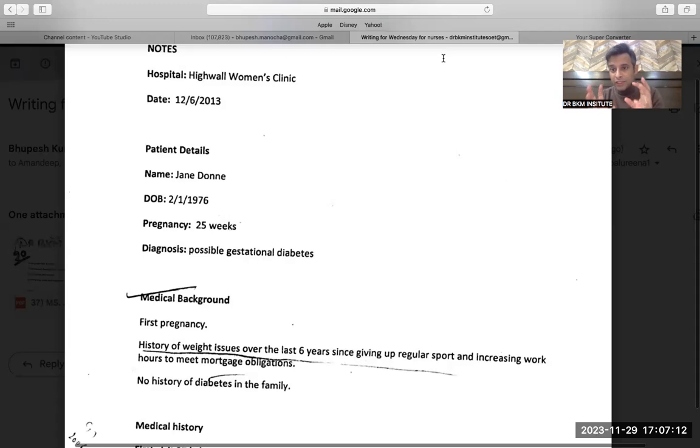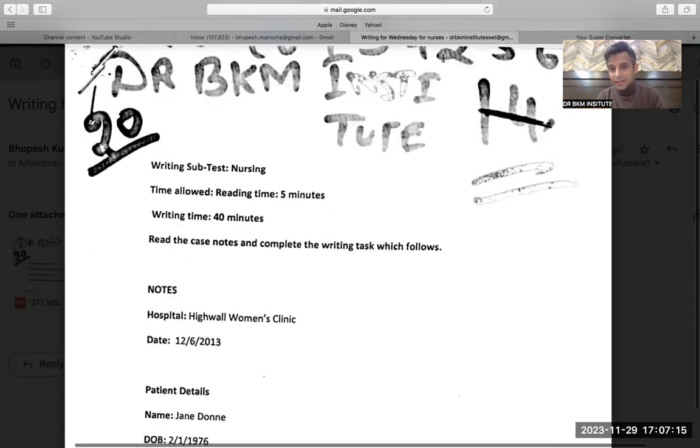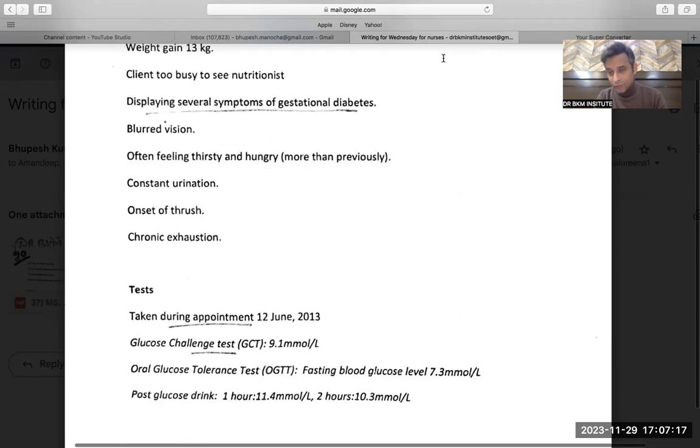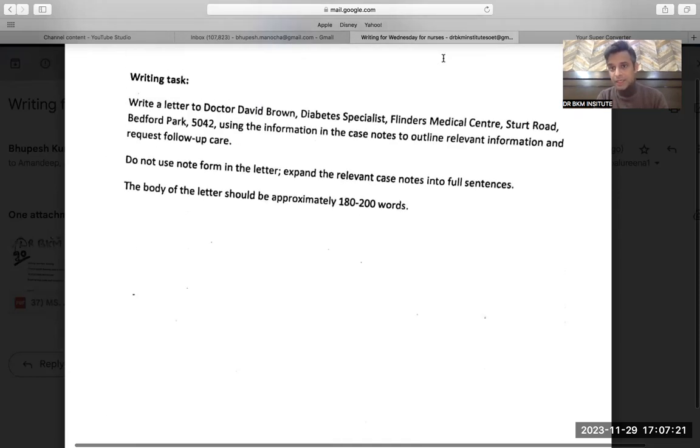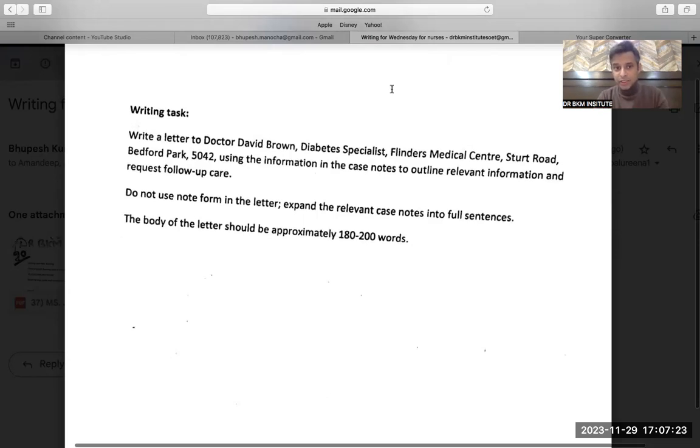So the first intention when you get such a big letter is to avoid writing too much. The first thing you should notice in your exam is to whom you are writing the letter. So always start from the last page. Write a letter to Dr. David Brown, diabetes specialist. Now this is the main word. Diabetes specialist means you don't have to write everything about the patient. You just have to write only points which are specific to diabetes.